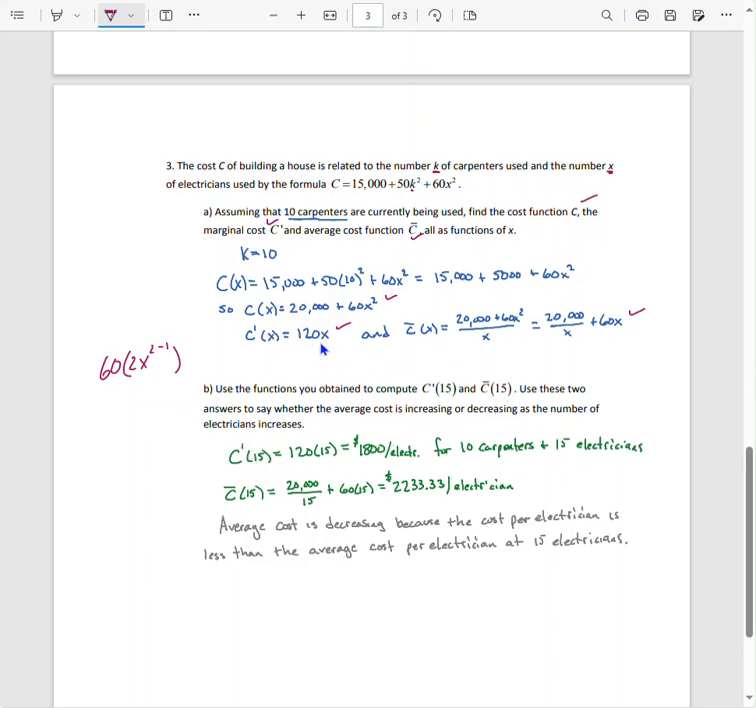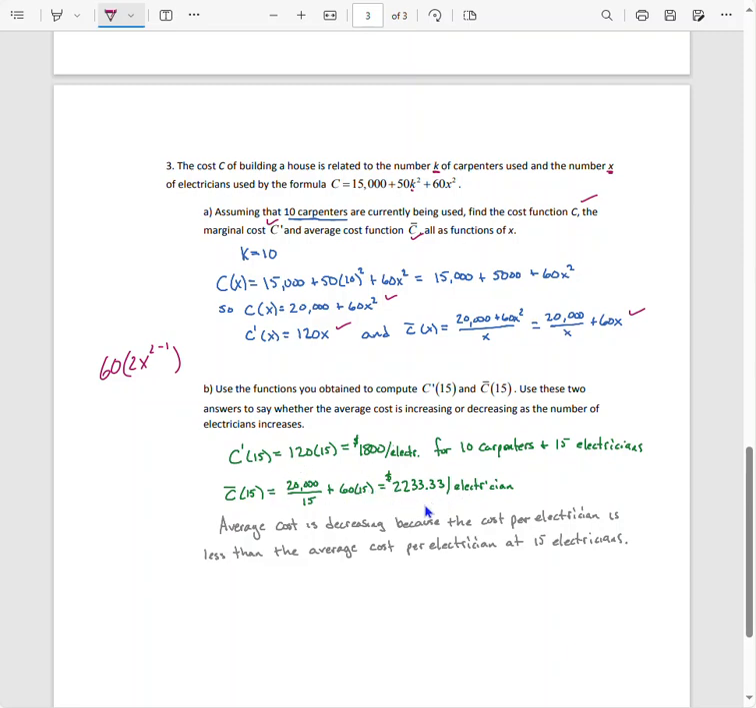C prime of 15, 120 times x, it's 120 times 15, 1,800. But what is this cost? The cost is in dollars. What's my input? My input is 15. X is the number of electricians. $1,800 per electrician when we have 10 carpenters and 15 electricians. What's the average cost at 15 electricians? That's 20,000 divided by 15 plus 60 times 15. So the average cost is $2,233.33 per electrician. When you have 15, per electrician, we're getting that.